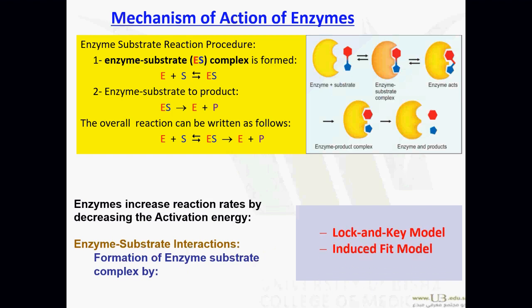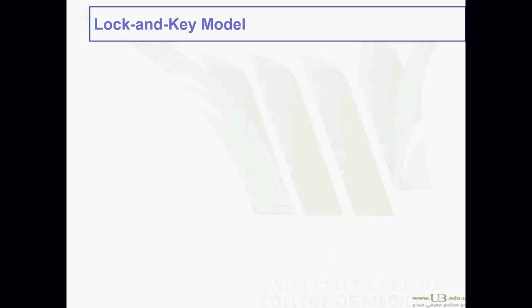There are two theories explaining the mechanism. One is known as the lock and key model, and the other one is known as the induced fit model, and how the enzyme will bind to the substrate and will do its transformation and changes into the substrate to form it into the new product. I've got two theories.